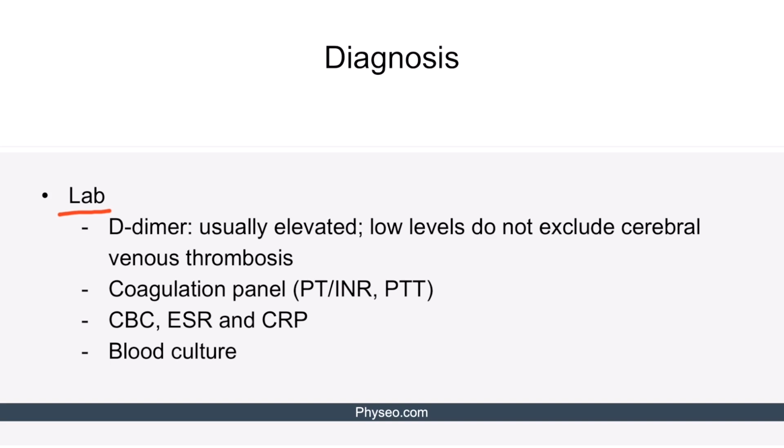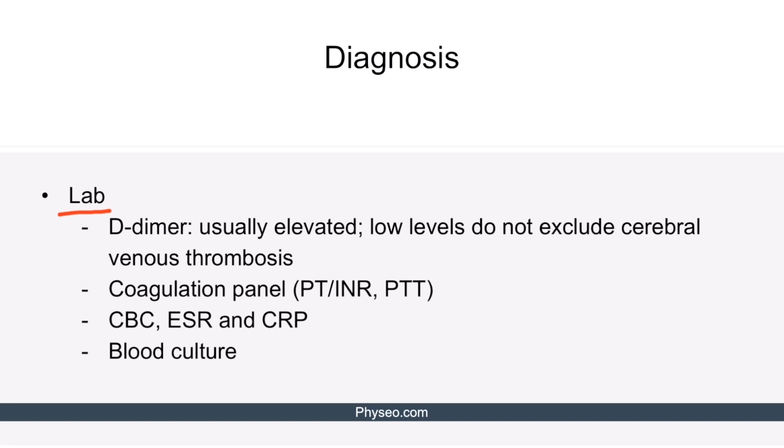D-dimer can be performed, and it is usually elevated due to ongoing breakdown of the thrombus. However, low levels of D-dimer do not exclude cerebral venous thrombosis. A coagulation panel with PT/INR and PTT can be performed to check the patient's coagulation factor. A complete blood count can help us detect polycythemia, a potential cause of cerebral venous thrombosis.